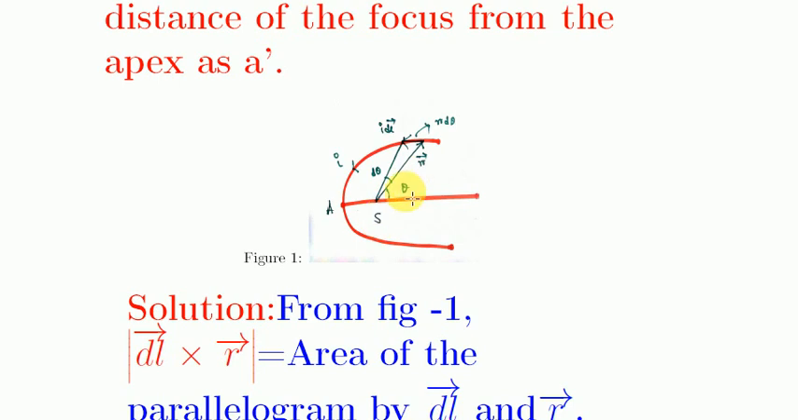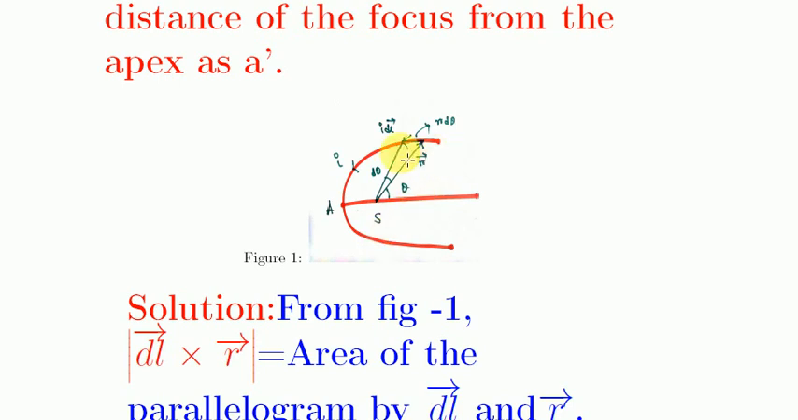Here S is the focus of this parabola, and this point capital A is the apex of this parabola, and the straight line connecting these two points, focus and apex of this parabola, is the axis of this parabola.